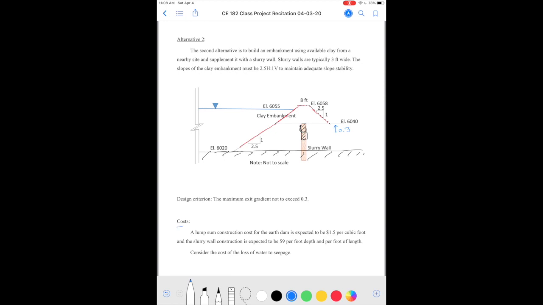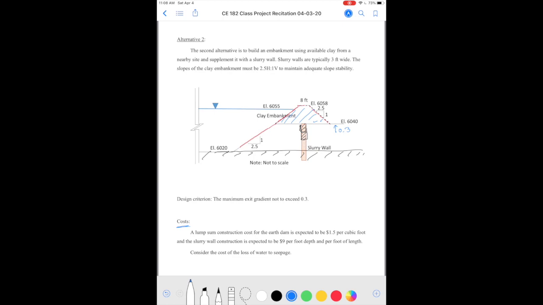So in this particular case, the cost is told that the lump sum construction cost of the earth dam is expected to be $1.5 per cubic foot. So you would have to calculate this volume going all the way along the perimeter of the reservoir, and then multiply by $1.5 per cubic foot.